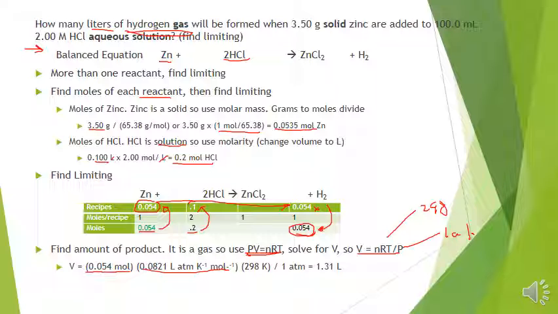So I have 0.054 moles times R times temperature divided by pressure. Let's take a look at the units: you can see that moles cancel out, kelvin cancels out, and atmospheres divided by atmospheres cancel out, so we end up with liters. Then multiply everything out: 0.054 times 0.0821 times 298 divided by 1, and your answer is 1.31 liters of hydrogen gas are produced in this reaction.